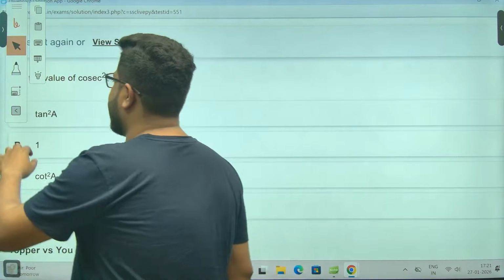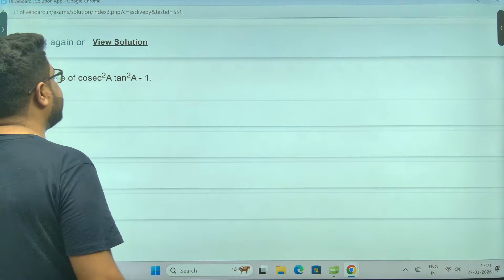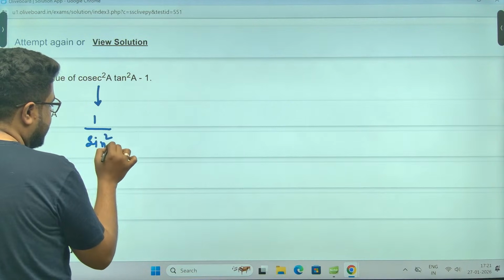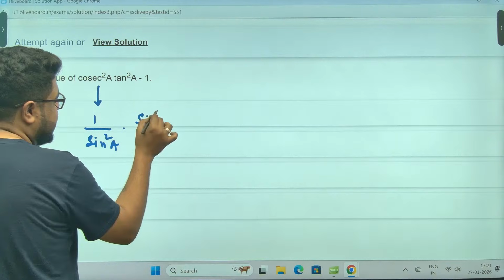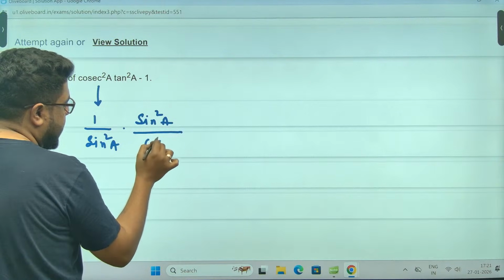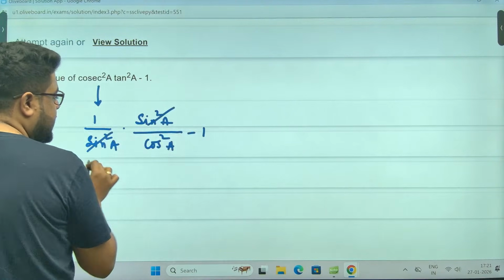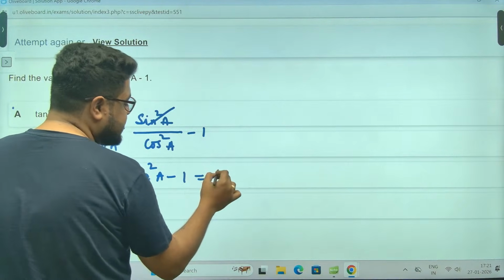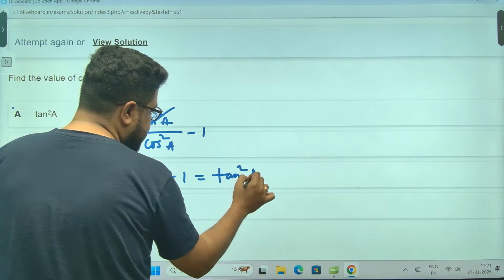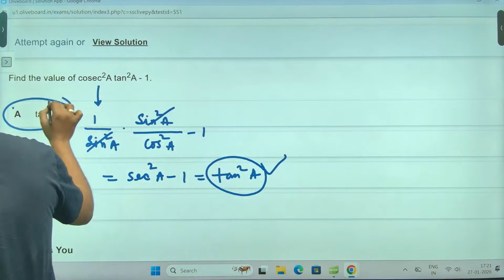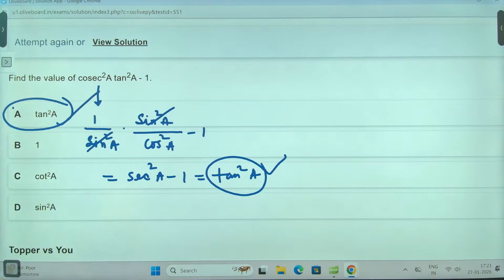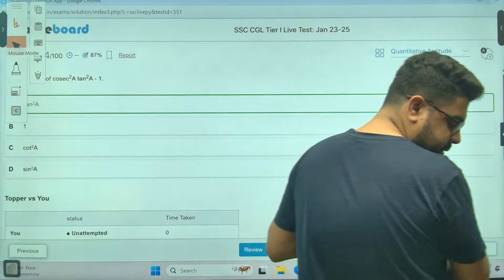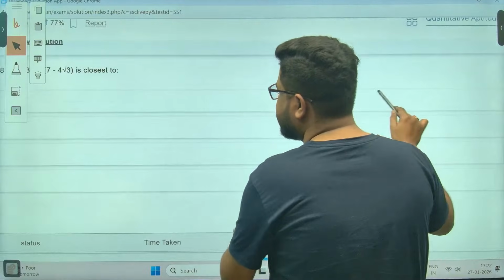Cosec square A tan square A. Cosec into tan is a very interesting thing. Cosec square means 1 by sine square A, into tan square A, meaning sine square A by cos square A. That will become sec square A minus 1, meaning tan square A. That's your answer. Option number A, tan square A, is your correct answer. Again, very, very simple.